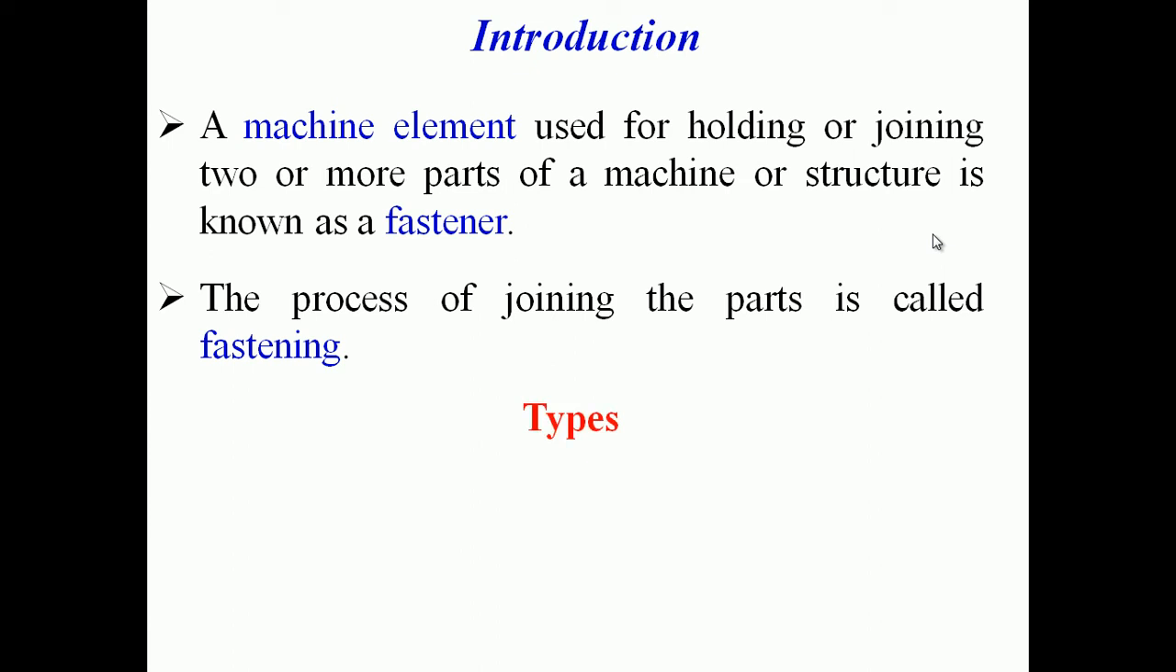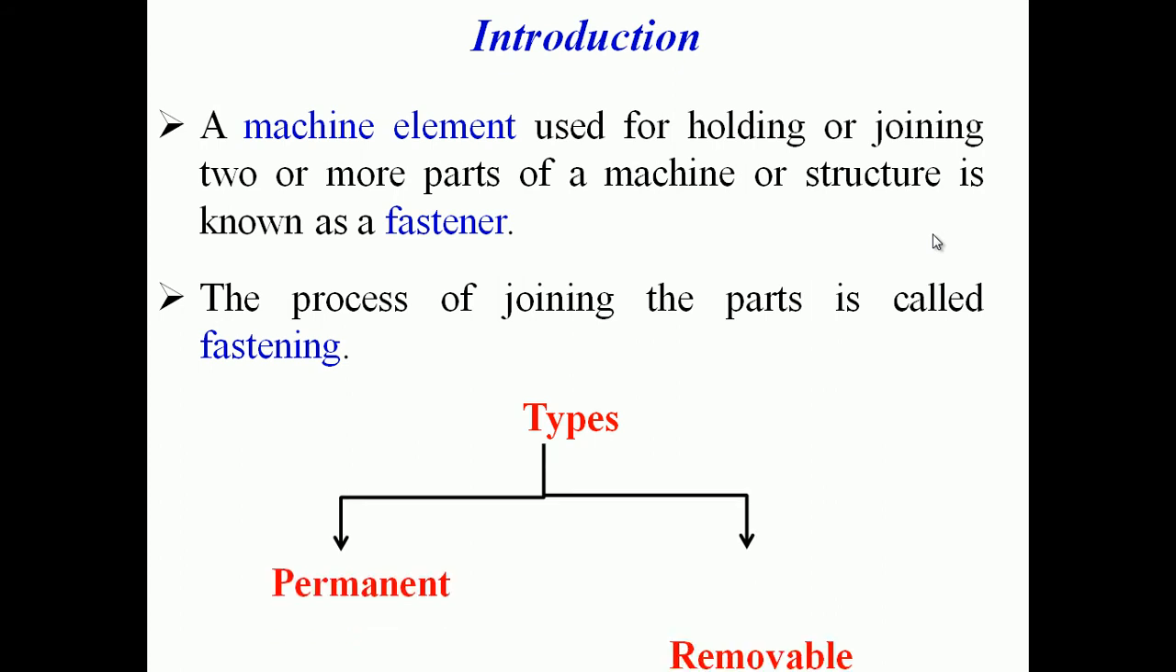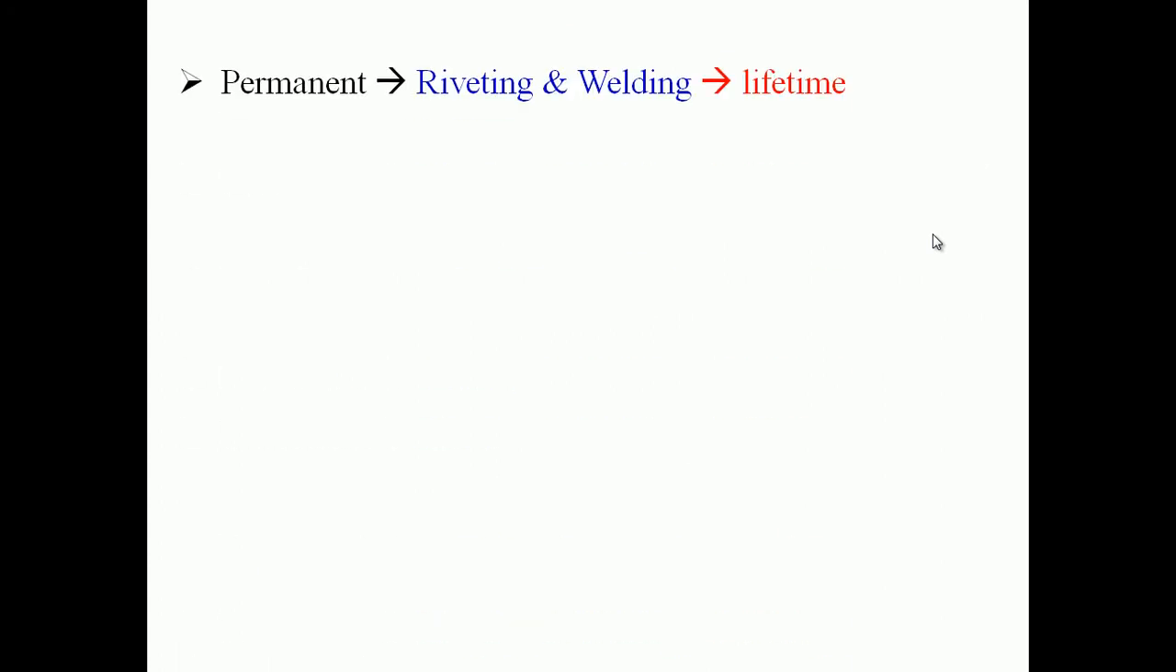We have different types of fastener. One is permanent and the other one is removable or temporary. These are the two main types of fastener. Permanent means rivets and welds, that is, riveting and welding, these two processes. If we make the fasteners by rivets and welds, then it is known as a permanent one. That means it's a lifetime.